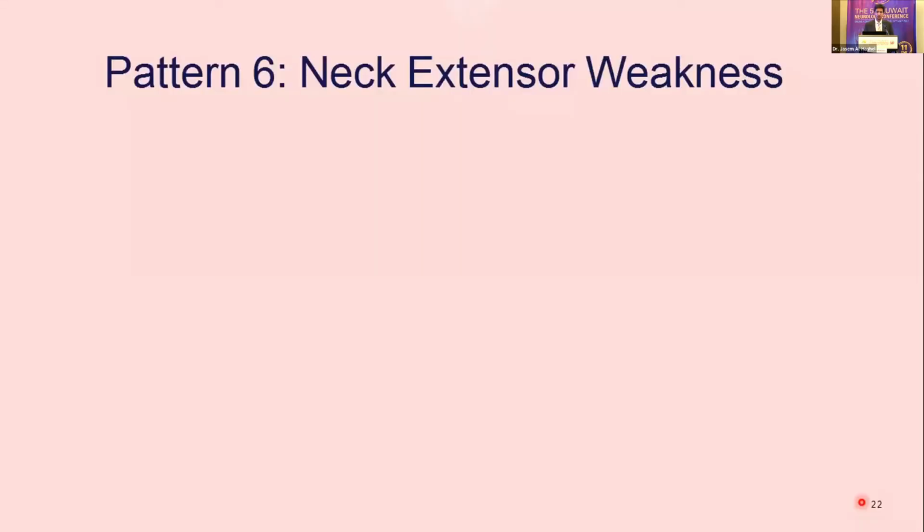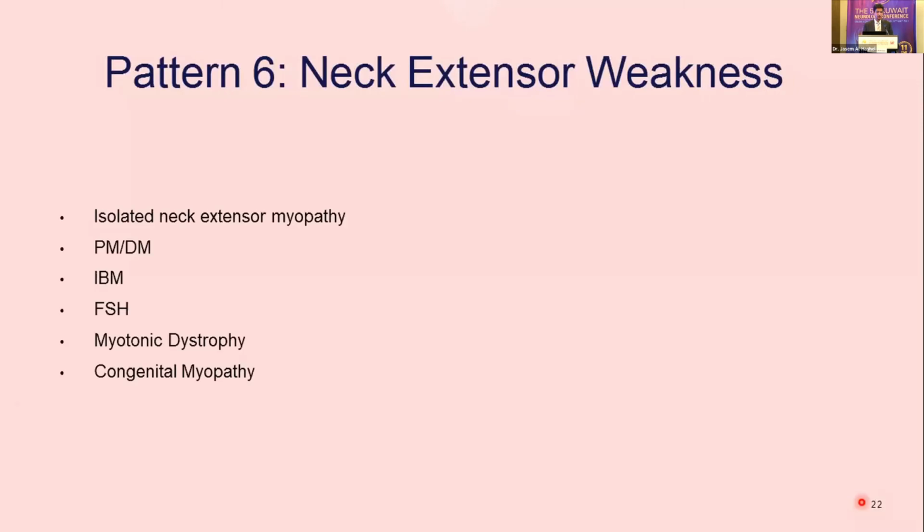The sixth pattern of weakness is the neck extensor weakness. And this could be just an isolated neck extensor myopathy. And believe me, patients will not be satisfied with this diagnosis. I have a patient whom I diagnosed with that, and then everything was done. He went abroad, confirmed their isolated neck muscle weakness for physio, came back, and after a couple of years he comes again and says, why don't I go somewhere else? Maybe there is something else. They're still not convinced. It's very difficult to convince patients.